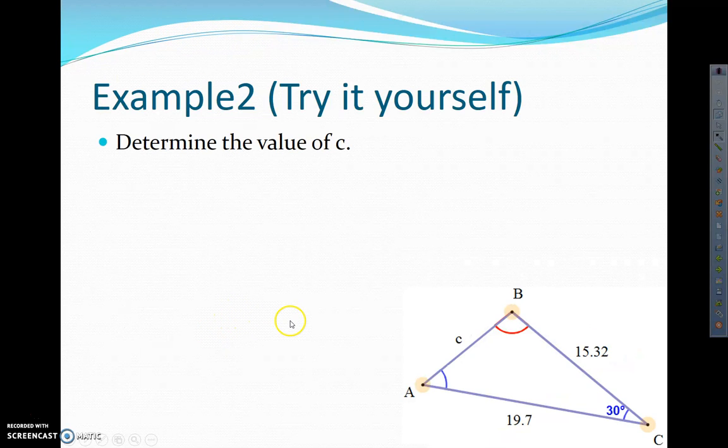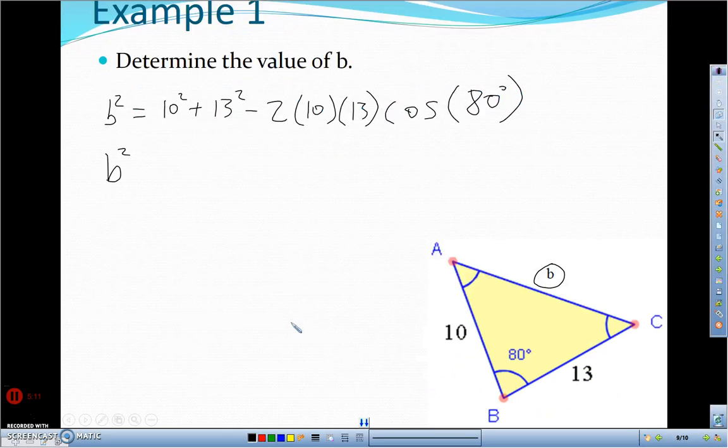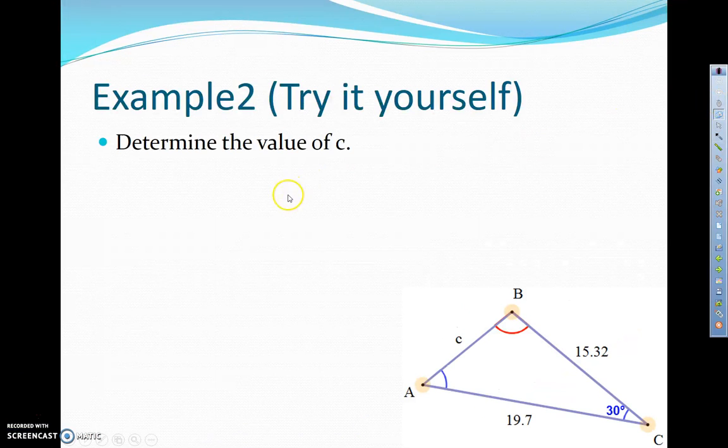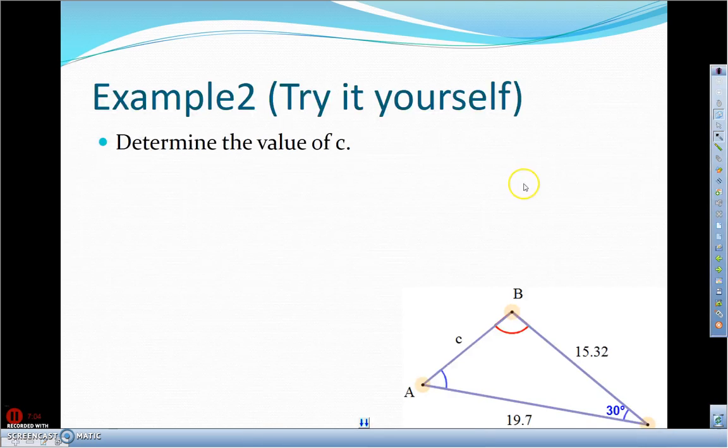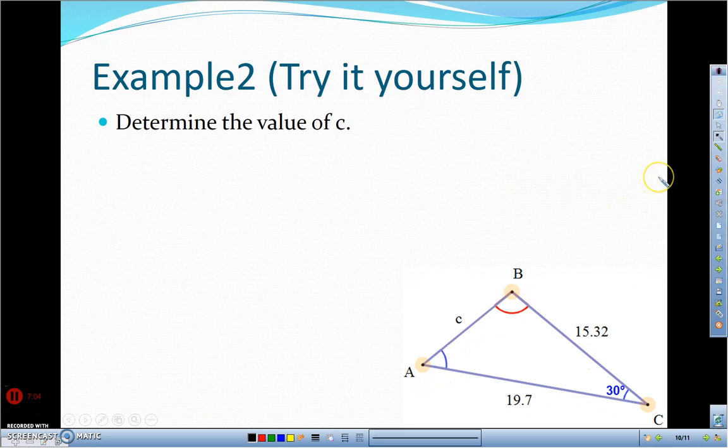Here's example 2. I encourage you to pause the video at this point to try it yourself. So, what do I want to find? This is side, angle, side, which means I should be able to use cosine law. I'm going to start with what I want to find.